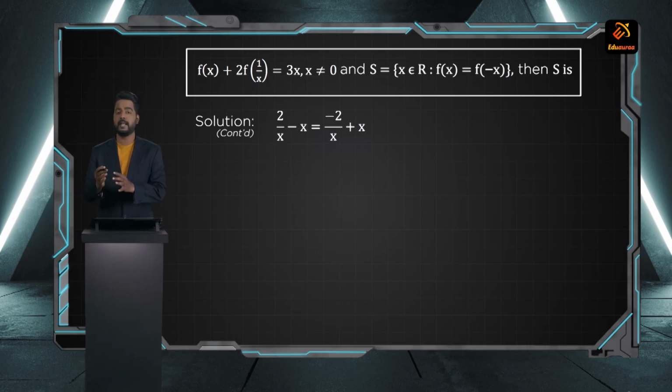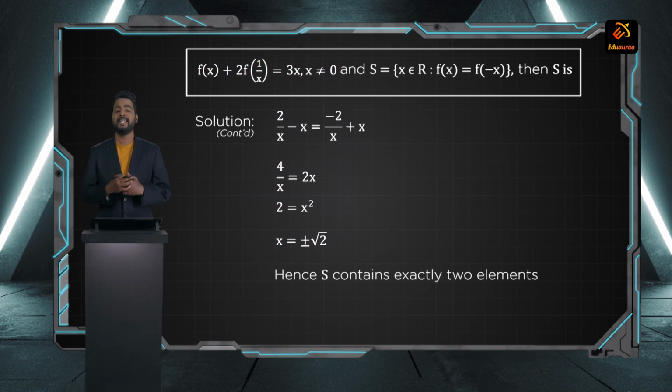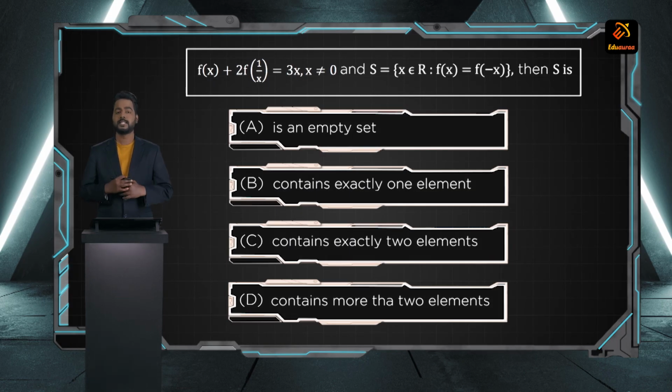Taking minus 2 upon x on the left hand side, it will be 4 upon x is equal to what? 2x. Now the 2s will get cancelled. So 2 will be equal to x square. So x will be equal to what? Plus minus root 2. Now according to the question, x is a real number, so it will contain exactly two elements, that is plus root 2 and minus root 2. So the correct option is option C. Understood? Moving further to the next question.